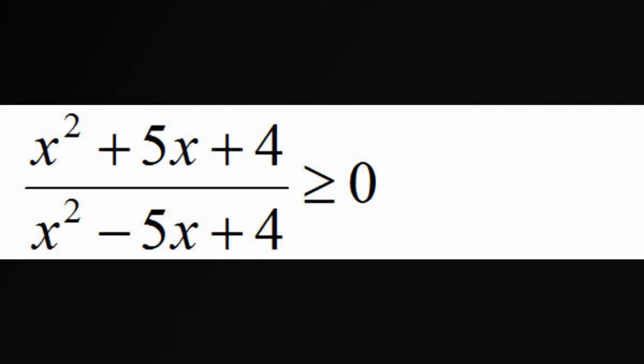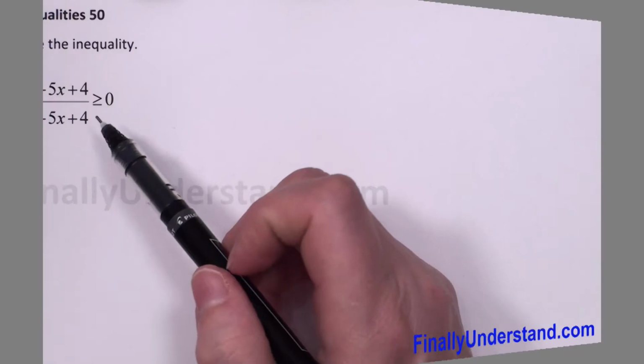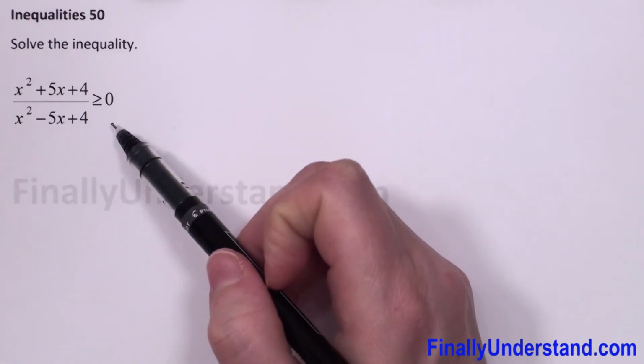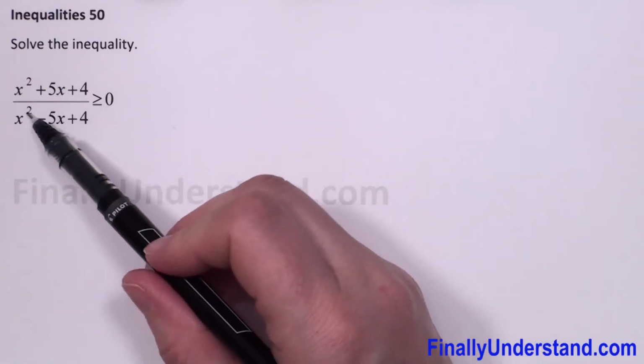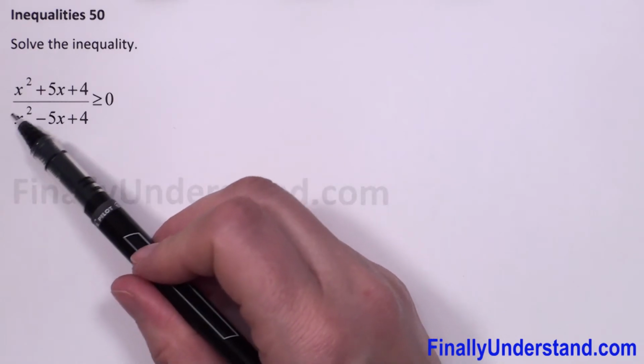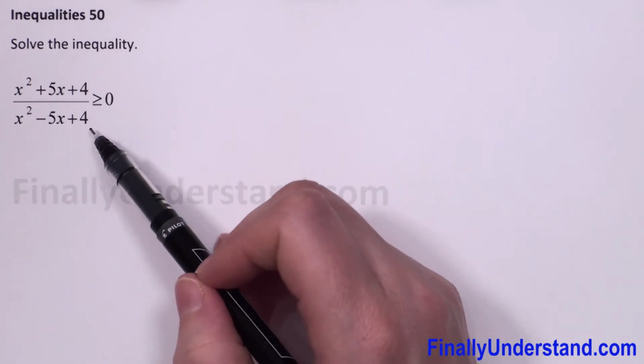Let's see our next inequality. Again, we have a rational inequality. It means first we have to find the domain. When we have to find the domain, it means we have to check when this denominator will be 0.